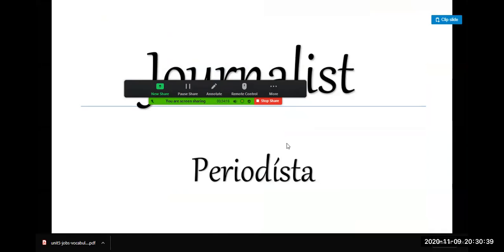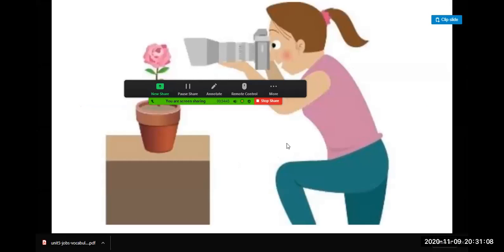La PH se vuelve F, entonces sería camarographer. La PH, like pharmacy, como farmacia, no se escribe con F, sino PH. Entonces se pronuncia F, pharmacy. Camarographer. So PH es F. Very good. Camarographer. And then we have, what is this?